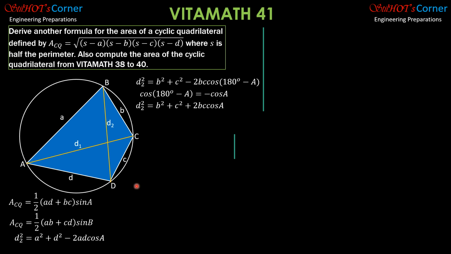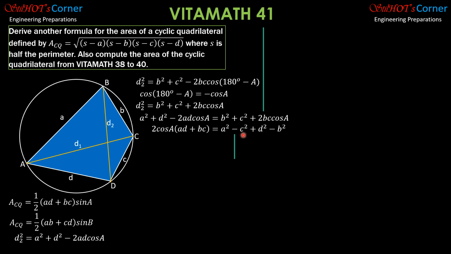So equating here for diagonal 2 squared, we have a squared plus d squared minus 2ad cosine angle A is equal to b squared plus c squared plus 2bc cosine of angle A. So factor out cosine of angle A and 2 and put b squared and c squared to the left of the equation. So we have 2 times cosine angle A times quantity AD plus BC equals a squared minus c squared plus d squared minus b squared.